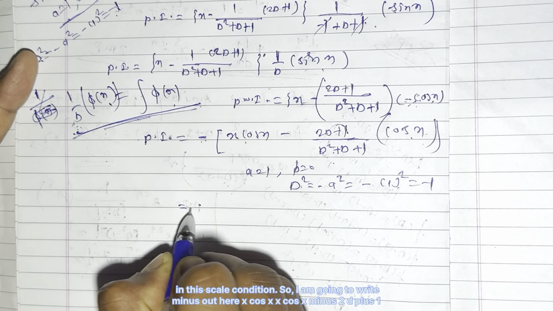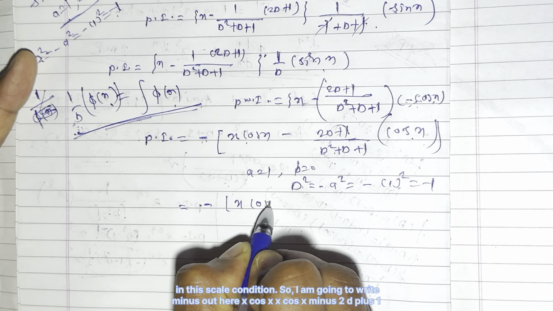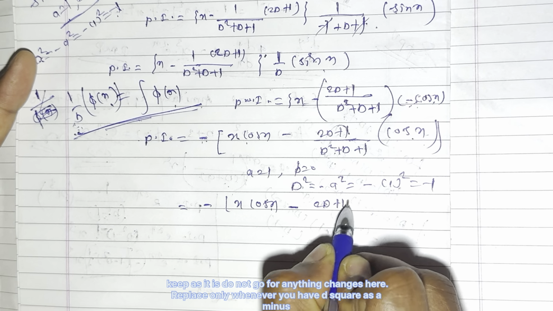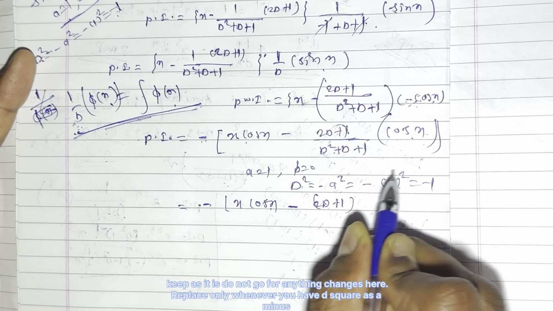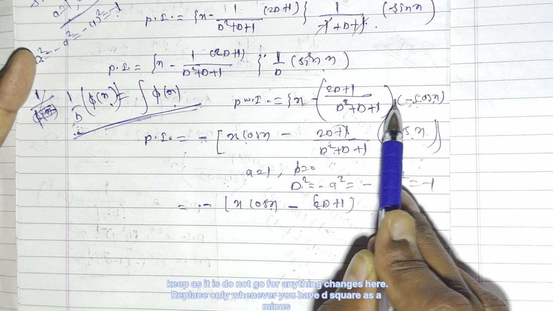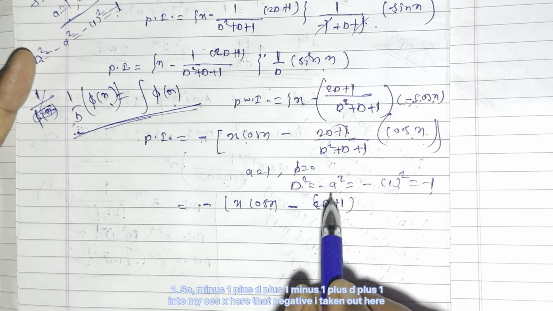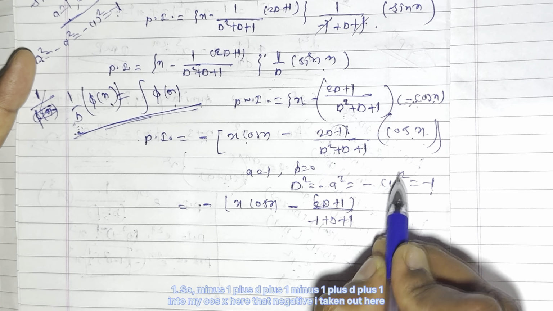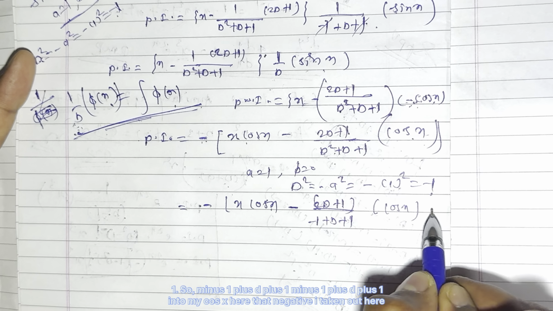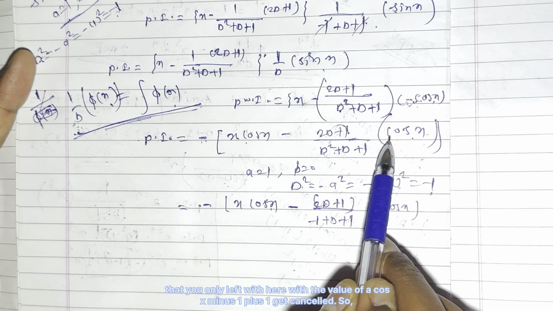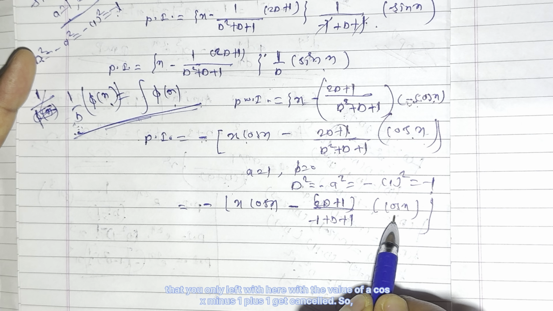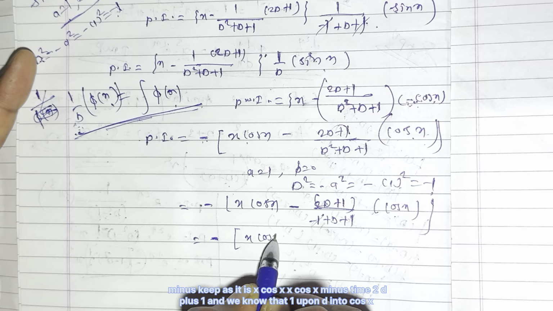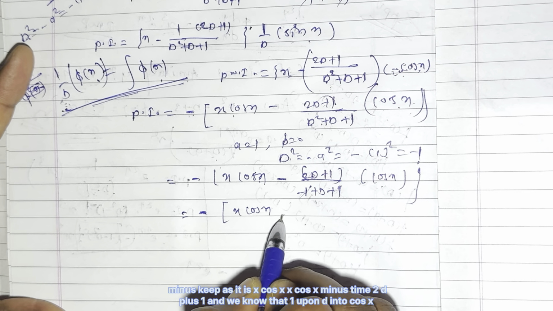So I'm going to write minus out here, x cos x minus (2D plus 1), keep as it is, don't change anything here. Replace only wherever you have D square with minus 1. So minus 1 plus D plus 1, into my cos x here. That negative I have taken out, so we are left only with cos x. Minus 1 plus 1 gets cancelled, so minus x cos x, keep as it is, minus (2D plus 1) over D into cos x.